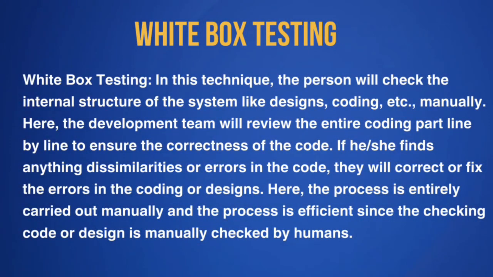Next is white box testing. In this technique, the person will check the internal structure of the system, like designs, coding, etc. manually. Here, the development team will review the entire coding part line by line to ensure the correctness of the code. If he or she finds any dissimilarities or errors in the code, they will correct or fix the errors in the coding or designs.